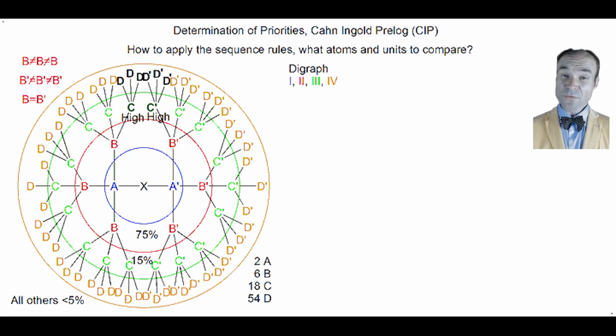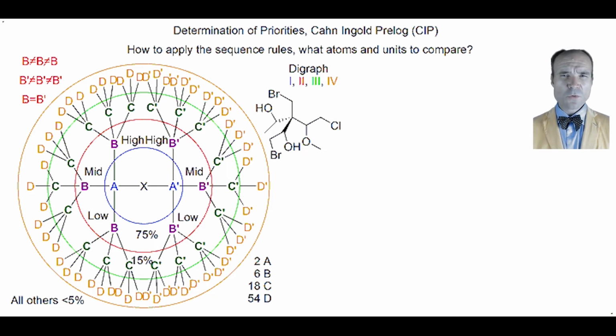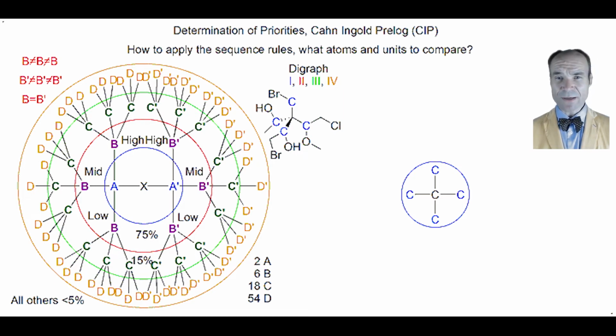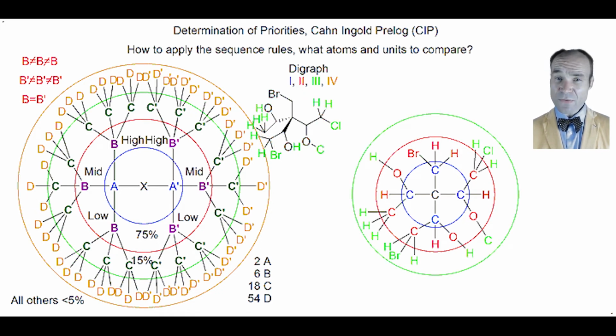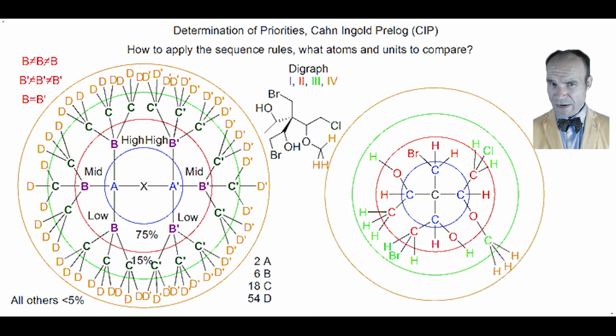How about a molecule that exemplifies this concept? What about this? What would it look like as a digraph? Here is the origin of the stereochemistry. It's a carbon. What's attached to this carbon? Here are the atoms one bond from the origin of stereochemistry. Here are the atoms 2 bonds away. Here are the atoms 3 bonds and ultimately 4 bonds from the origin of stereochemistry.